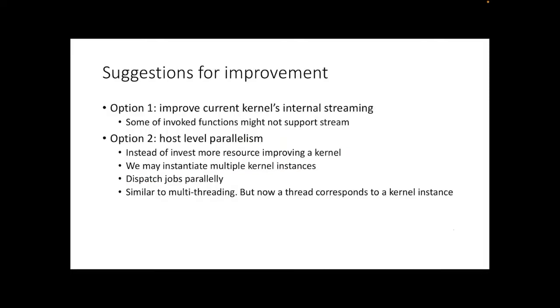Okay. So suggestions for improvement. We see in the Vitis vision library, some of the functions do not support stream. Although in C++ we have polymorphism, some of those library functions support stream natively, but some of them do not. So option 1 of improvement is that we implement our own version, such that those functions can support stream.